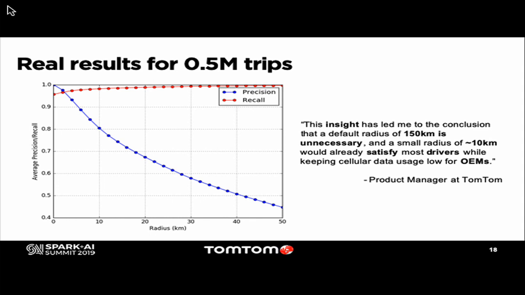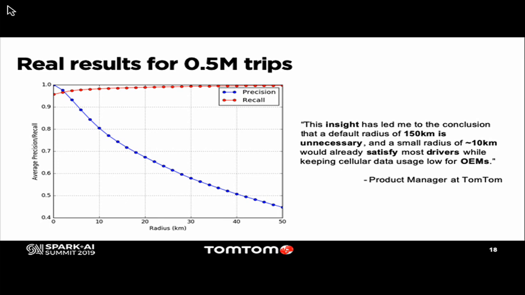The precision is very low. But when we go to a radius of around 10 kilometers, the precision is not too bad, and the recall looks like it's starting to reach a plateau, right? So in the end, this was a data-driven decision, and the insight here is that you don't need a very big radius. A small radius would work fine, but you are going to need a complementary update mechanism to keep the map up to date.